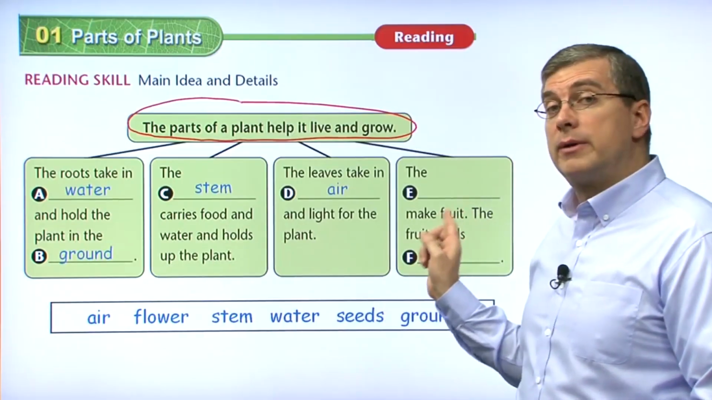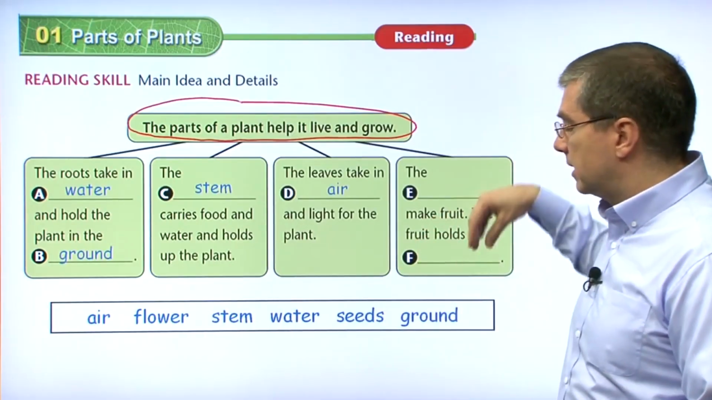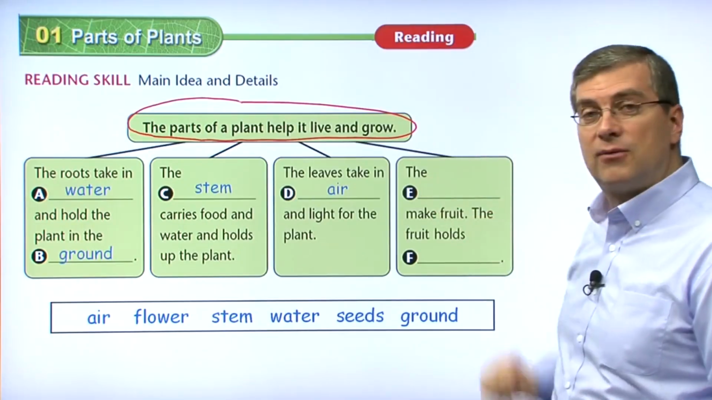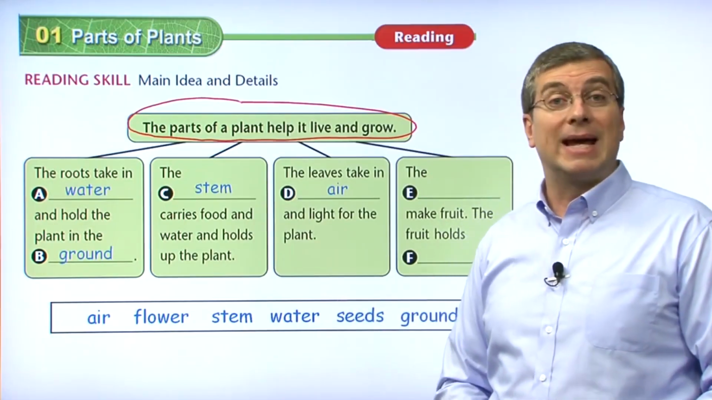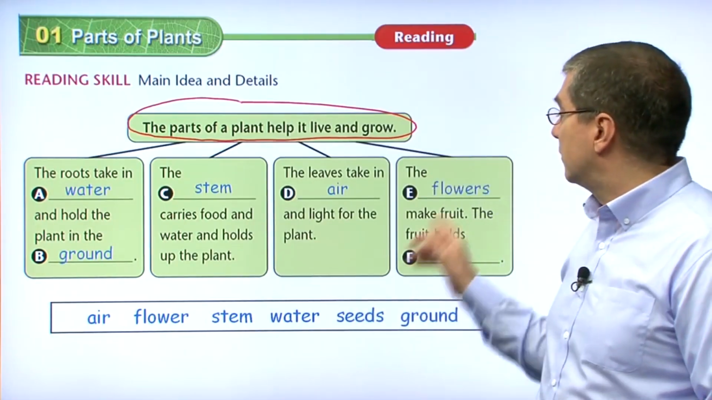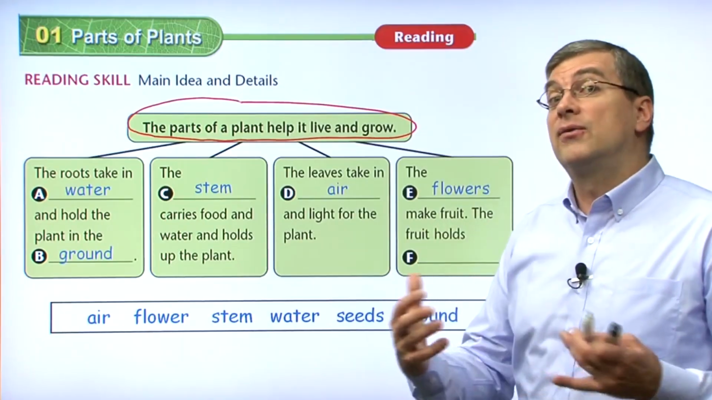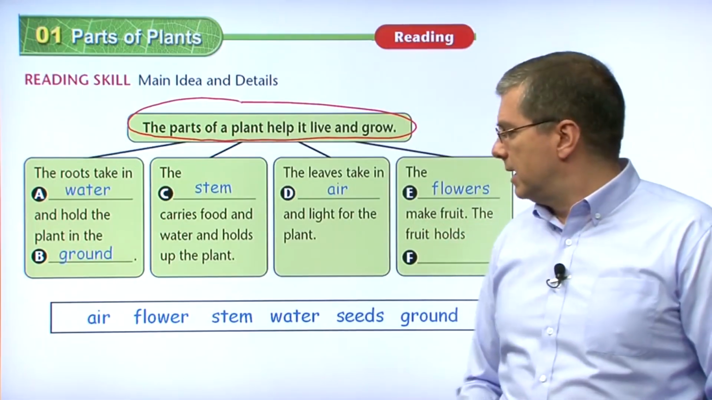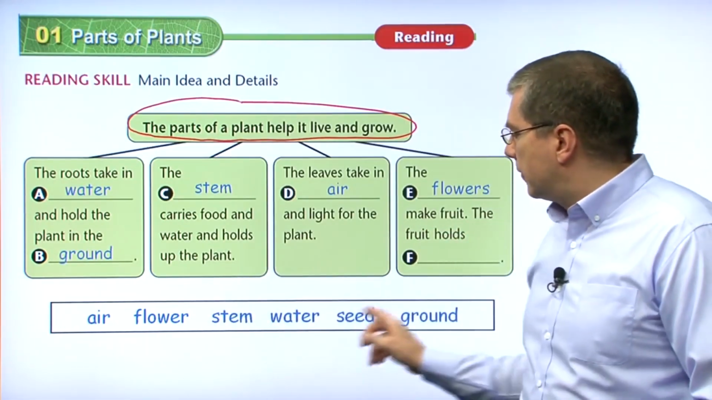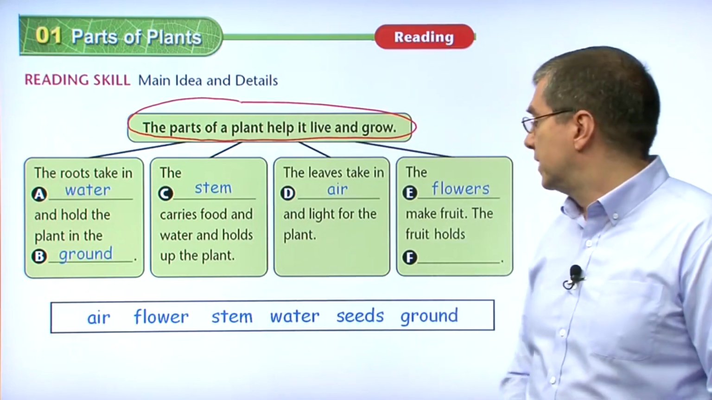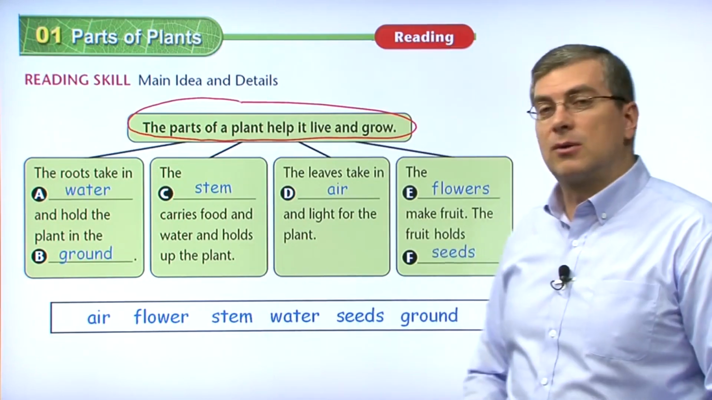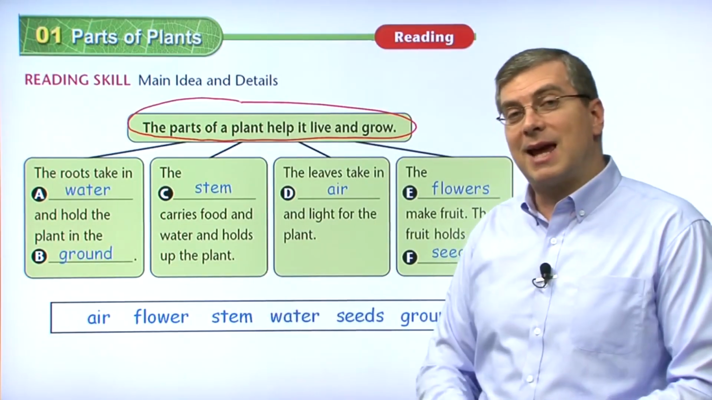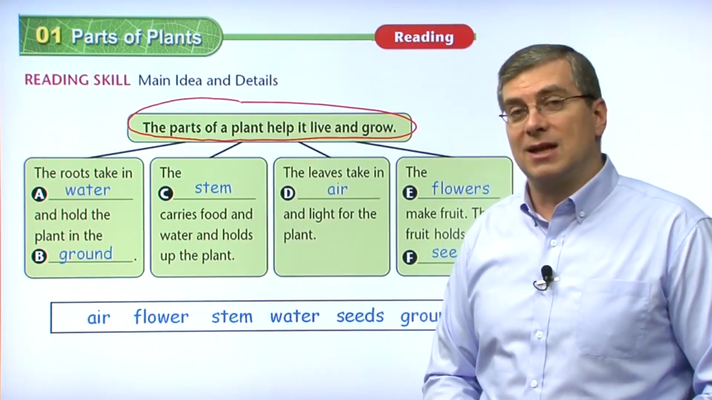We're on the final part of the plant. Do you remember? So we start at the roots, stem, leaves. The final part of the plant, that's E. The blank make fruit. What part of the plant makes fruit? If you guessed flowers, you would be correct. The flowers, that part of the plant, makes fruit. What does the fruit hold? That's our final word here. The fruit holds seeds. That's correct. Like I said before, if you open an apple or you open a lemon, or if you open any type of fruit, you will find seeds in the fruit.